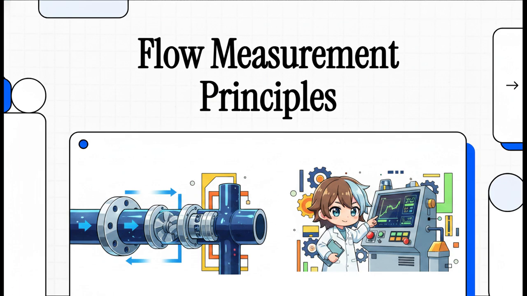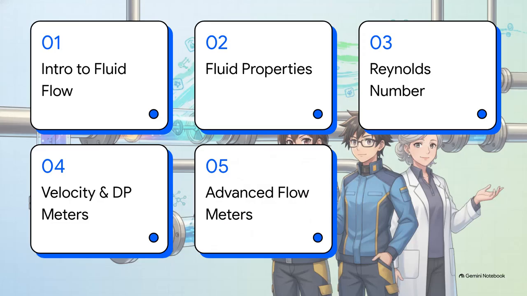Let's get into it. Okay, here's a quick roadmap for our explainer today. We'll start with an introduction to fluid flow, then look at fluid properties like density and viscosity. After that, predicting flow with the Reynolds number, move into velocity and differential pressure meters, and finally wrap up with ultrasonic and mass flow meters.